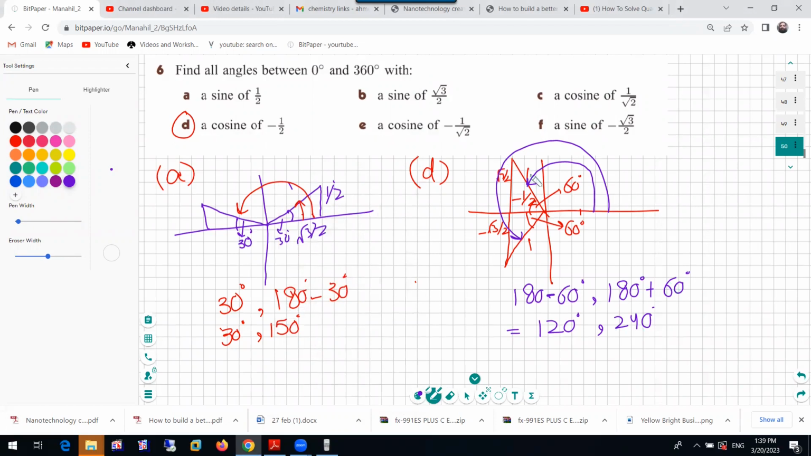The side given is square root 3 over 2, so it's a larger side. So in F part, the quadrants will be this. It's negative, so negative sine exists always in the third and fourth quadrant. And the opposite side is greater. If the opposite side is greater, the angle must be like this, right? So this angle is obviously 60 degrees, right?